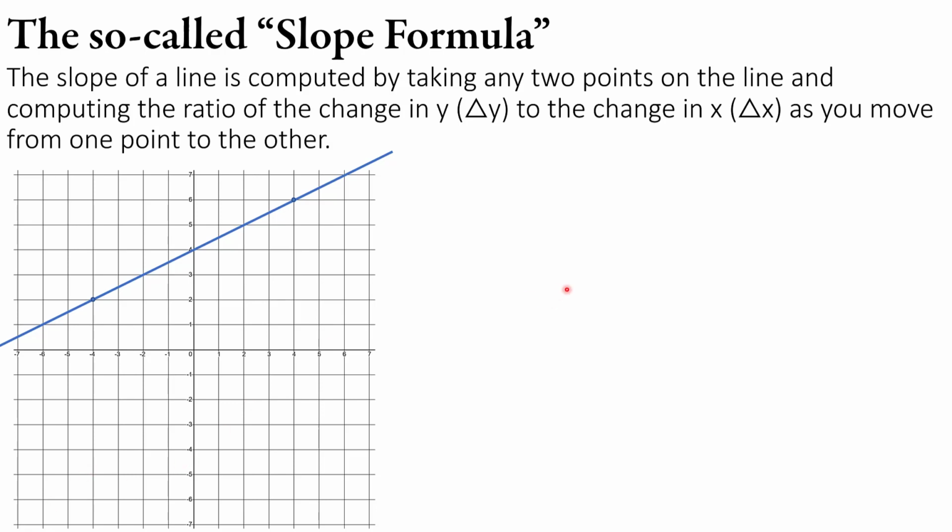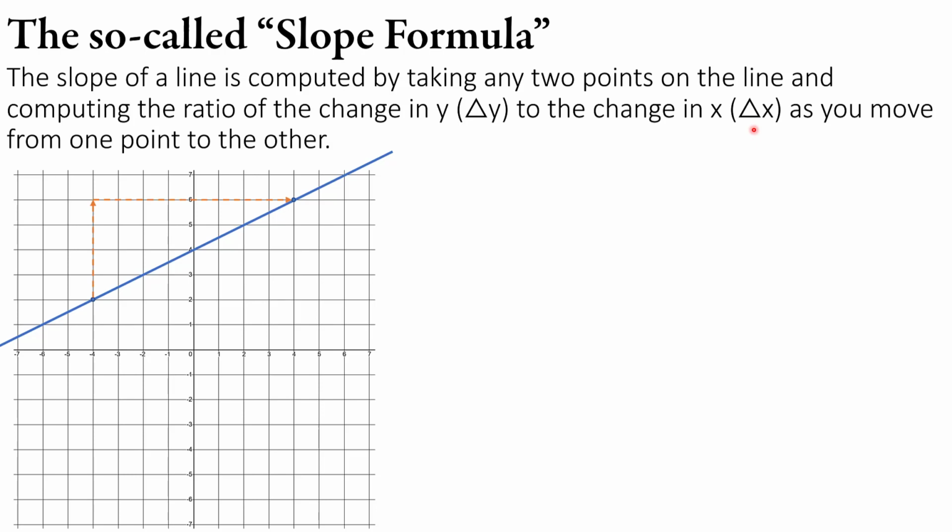And you likely remember that this symbol, triangle, is read delta. Delta y, delta x. This is a shorthand that is commonly used for the change in a variable. So the slope is the change in y, or delta y, over the change in x as you move from one point to another on the line.